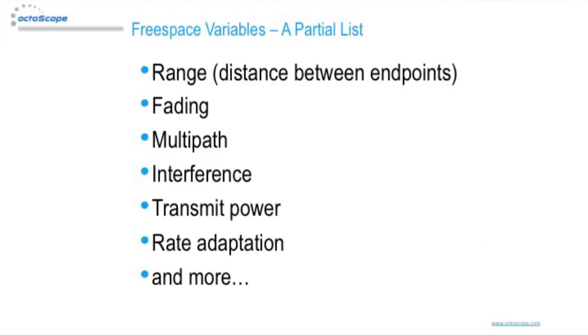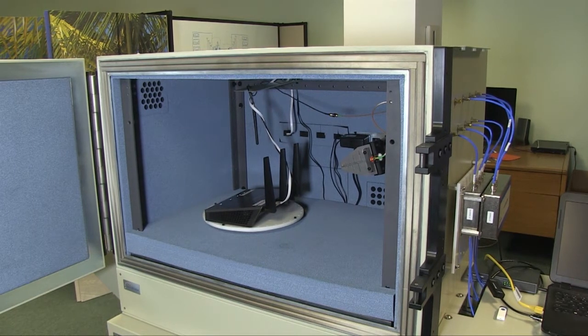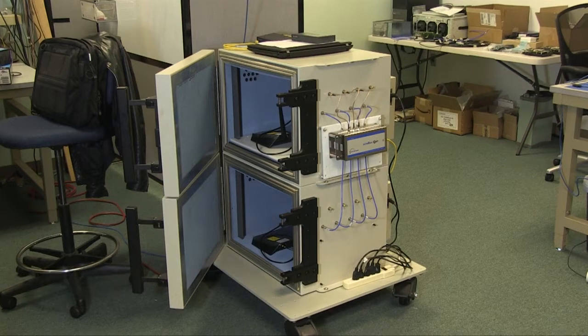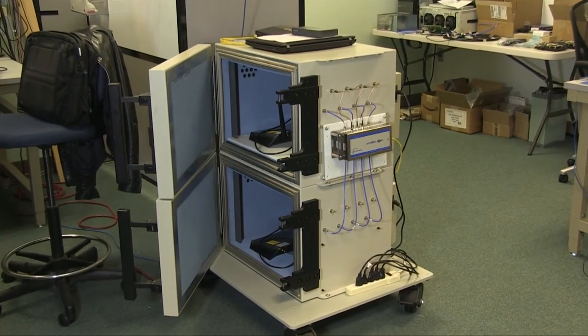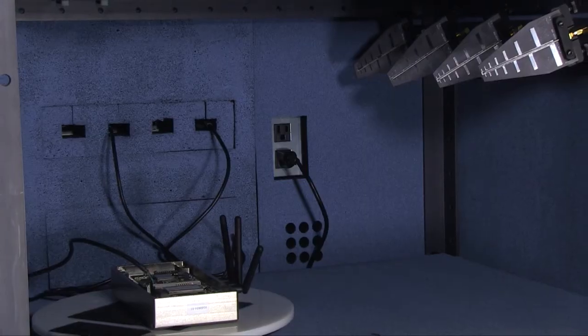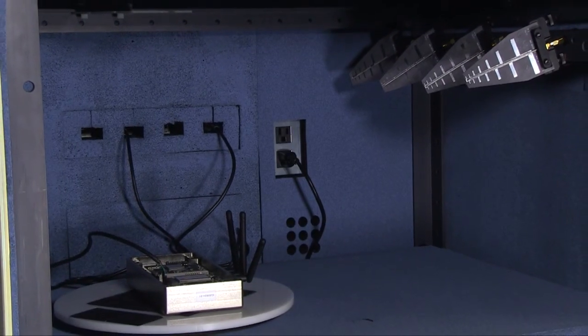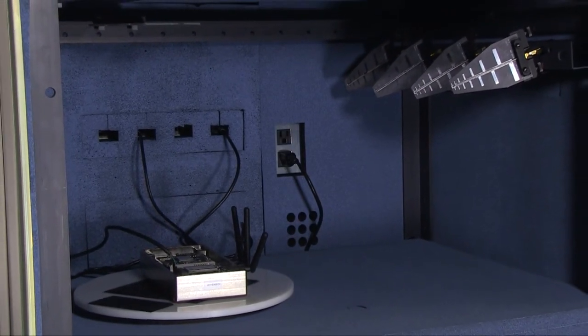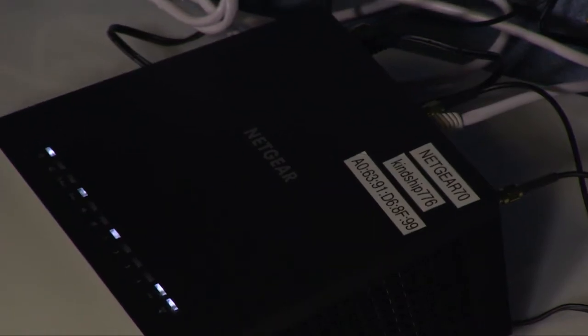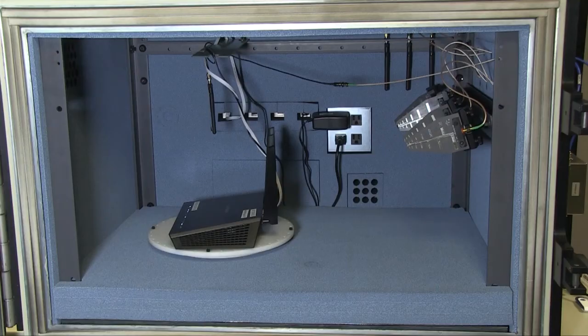And attempting to evaluate and understand roaming behavior in free space, given all of the potential variables, can be next to impossible. That's why the octoBox from Octoscope is a vital tool for all wireless engineers. The octoBox provisions an isolated, programmable, and repeatable environment that enables design and development engineers to explore and optimize roaming behavior quickly and efficiently. To test roaming, we first place one or more access points under test in an octoBox.